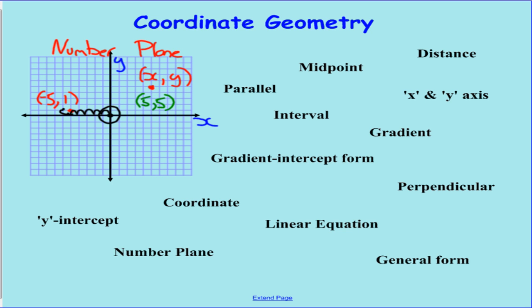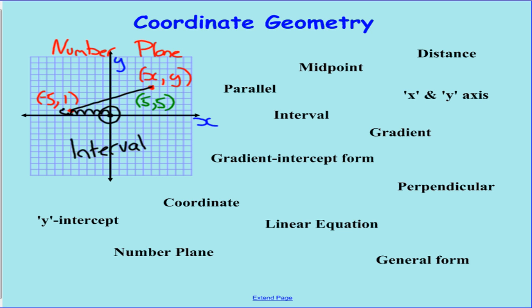Now, if we were to draw a line connecting our 2 points, because this line does not go on forever, it finishes at (5, 5) and starts at (-5, 1), we call this an interval. And this is typically what we're going to be dealing with in coordinate geometry. We're going to be dealing with a lot of intervals.